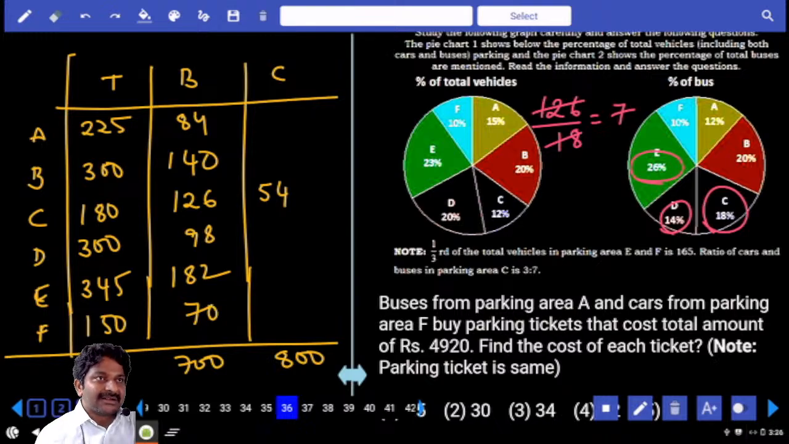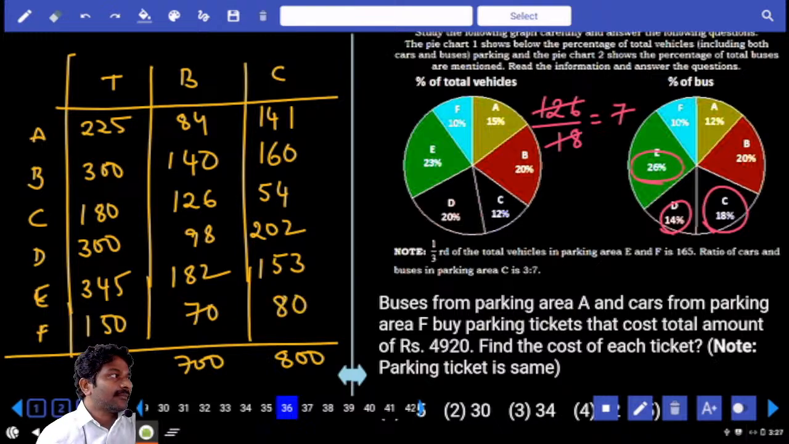We can write cars also. Difference. Yes. 141, 160, 202. Subtract 200, add 8 later. 145 plus 8, 153. And then 80. Understood? Everybody.